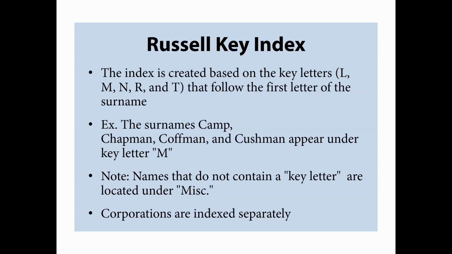So how you use this is, let's say you had a surname of Chapman. Based on those key letters, you're looking for one of those letters to show up first. In that case, the key letter is M. So that's how they're going to appear, under the letter M. And then you basically go and look for the first name next. So it's a little more complicated. Now, if you don't have a name with a key letter in it, then it's put under a miscellaneous category. And again, similar to what we saw with Cott, the corporations are also indexed separately.